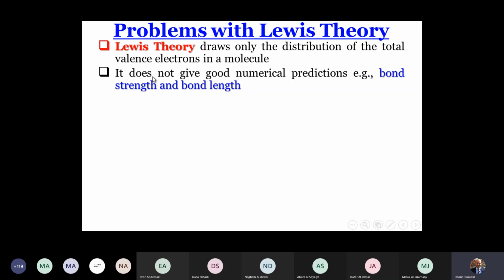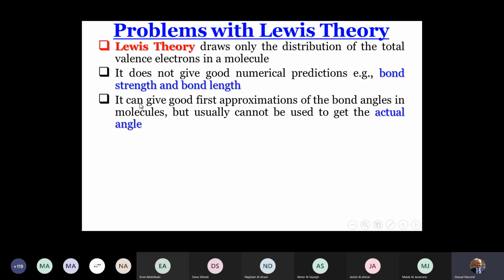And if we don't know the type, or we are not interested in the type of bonds, then LT, the Lewis theory, does not give good predictions of the bond strengths and bond lengths. The bond strength is the energy needed to break this bond, and the bond length is the bond distance.